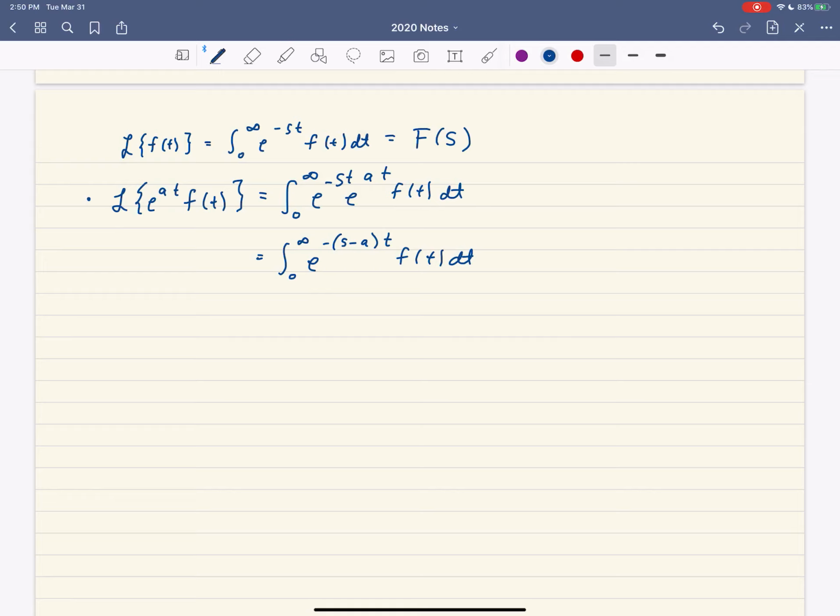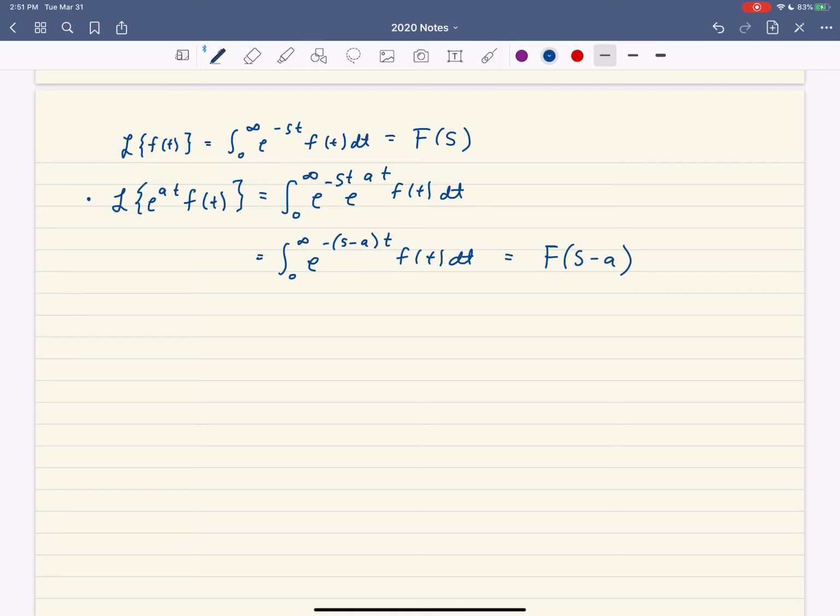And this is nothing more than whatever the Laplace transform of our function was, shifted by a. This is really capital F of s minus a. So this is what multiplying the function by e to the at does: it really just shifts the Laplace transform by a. So if we multiply by e to the at, the output is shifted by a.